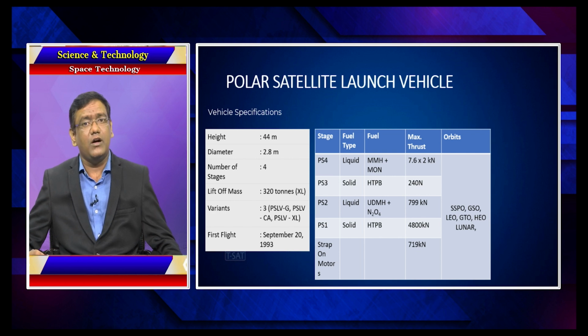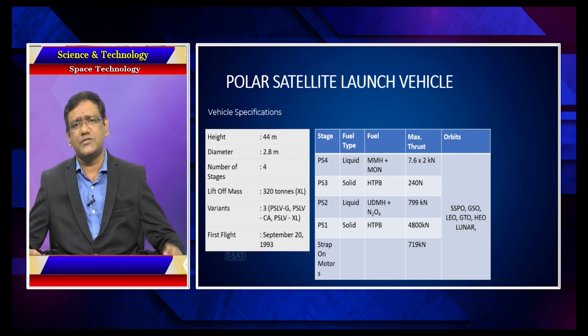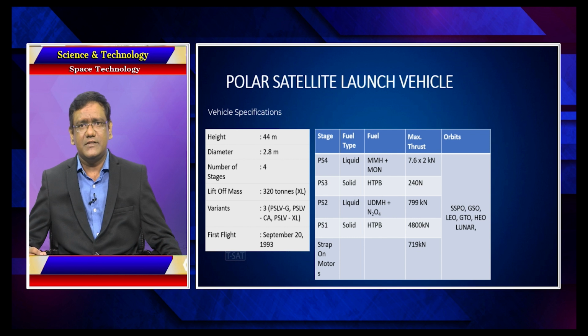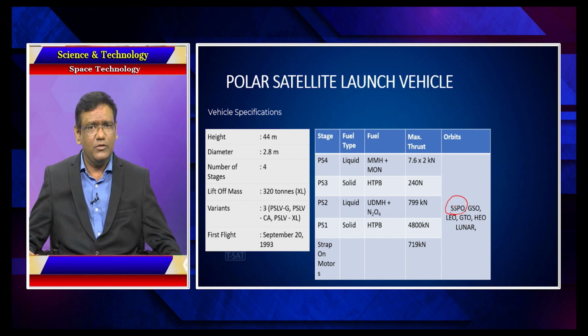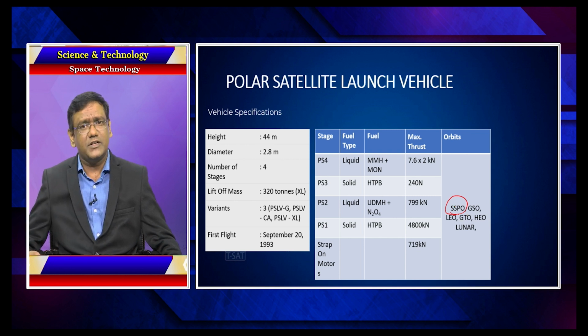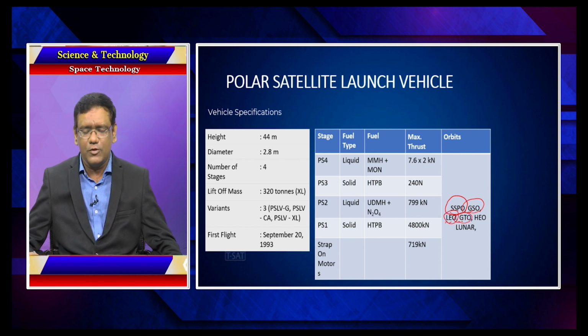So what does this satellite launch vehicle actually carry? This Polar Satellite Launch Vehicle puts satellites in orbits, right? So what are those orbits? It puts satellites in SSPO, that is Sun Synchronous Polar Orbit, and GSO, Geosynchronous Orbit, and LEO, that is Low Earth Orbit. Another one is GTO, and we have discussed all these things in the previous class.